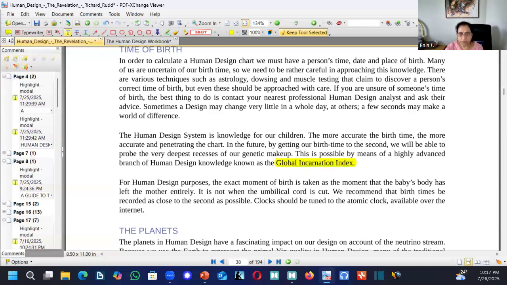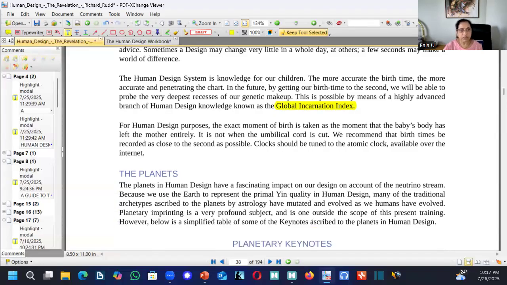Global Incarnation Index. For human design purposes, the exact moment of birth is taken as the moment that the baby's body has left the mother entirely. It is not when the umbilical cord is cut. We recommend that birth time be recorded as close to the second as possible. The clock should be tuned to the atomic clock available over the internet.